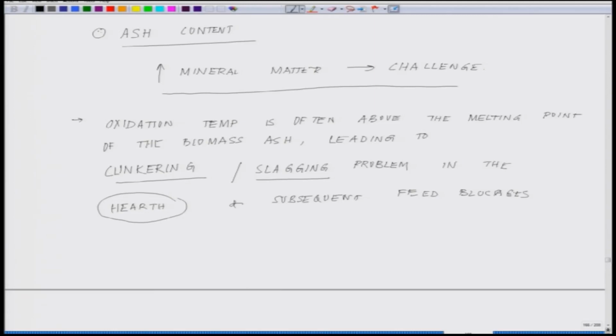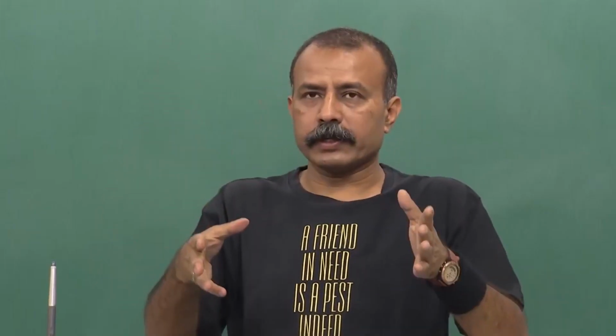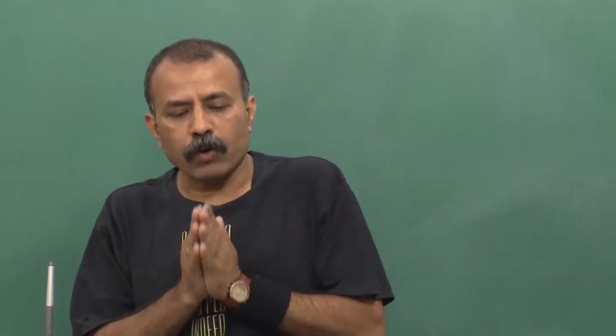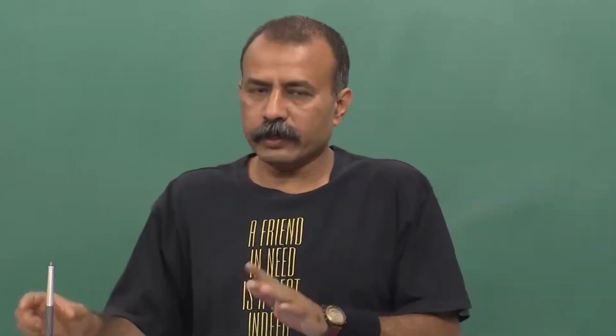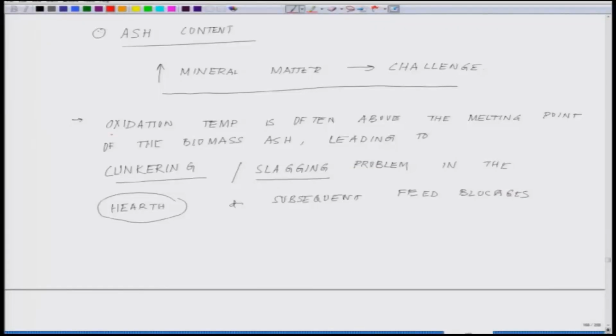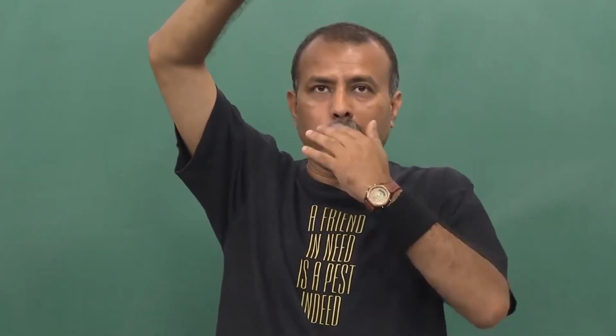This is a new word which we haven't come across, the hearth, and I will explain it. All of you have seen a fireplace, where the burning takes place. That is called the hearth area. So the oxidation temperature is often above the melting point of the biomass ash. Think of it, just read through the line and realize. What will happen? The biomass ash, the alkali, will melt, because your oxidation temperature is higher than that.